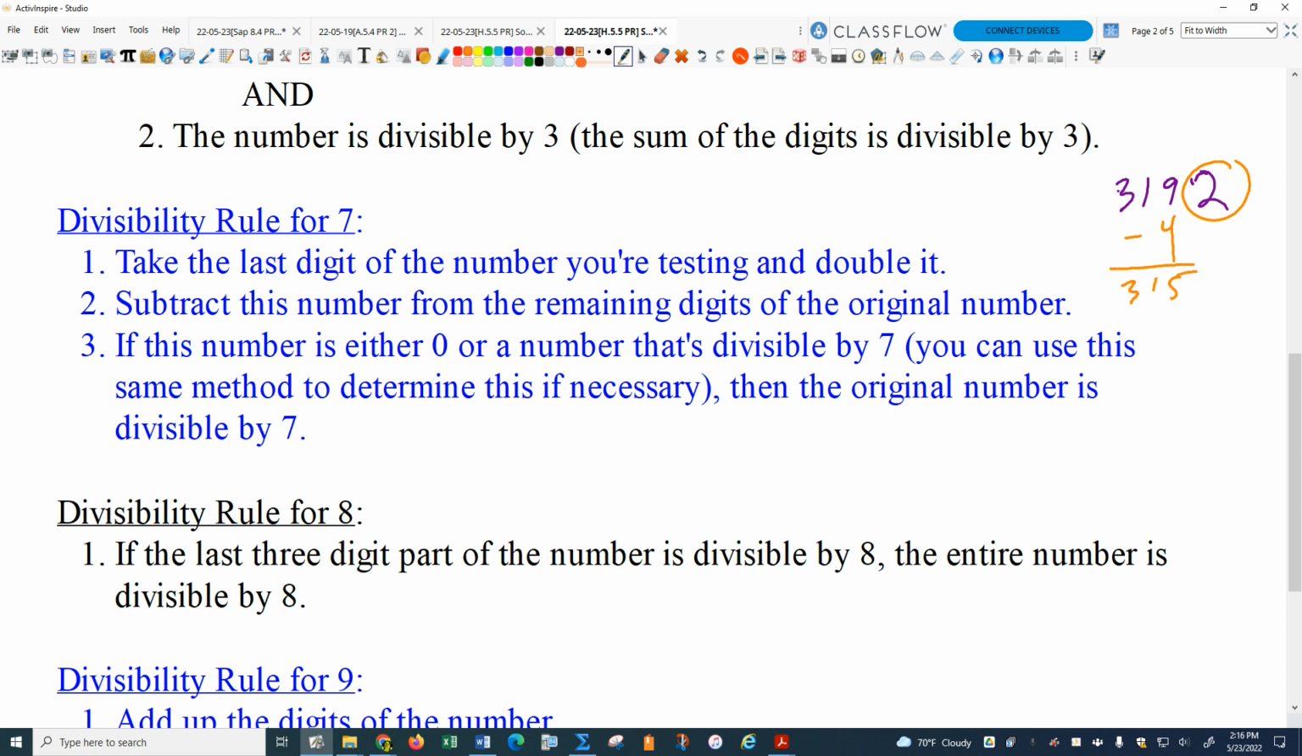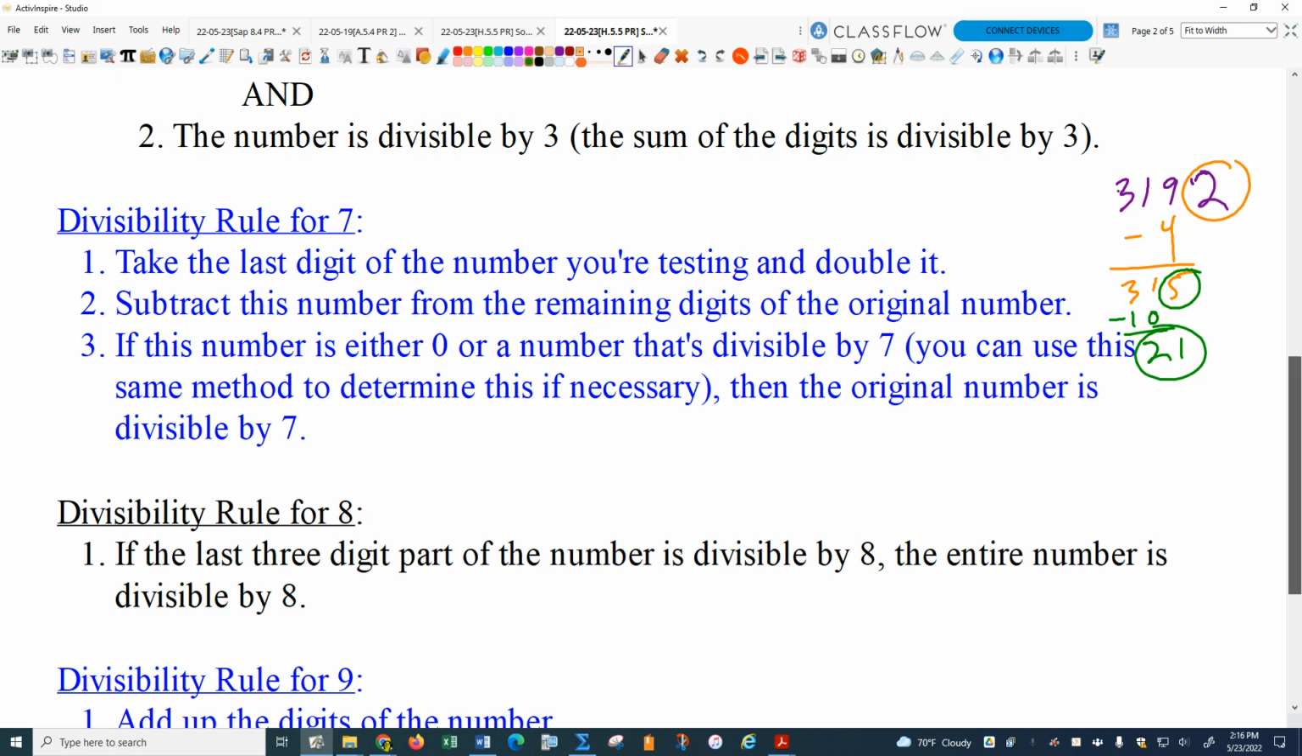Maybe we still don't know if that's divisible by 7. So we'll do it again. If we double 5 and subtract it from 31, we get 21, which is obviously divisible by 7, okay? And we can stop, okay? Give me thumbs on that. Does that make sense? Okay, that's kind of a handy one because 7s are tough.